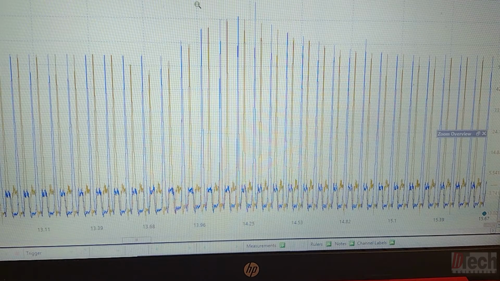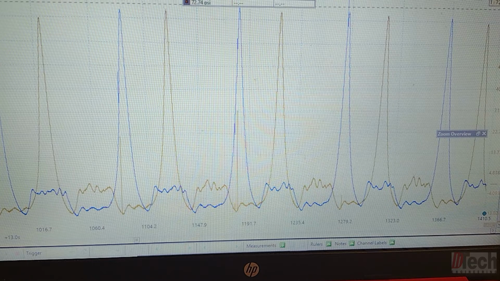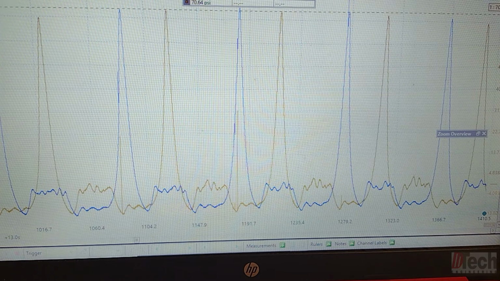This is during the throttle, and both about the same. I didn't peg it down to the floor, I just touched it a little bit. They both were up about 70 psi, and towards the bottom still looked the same.